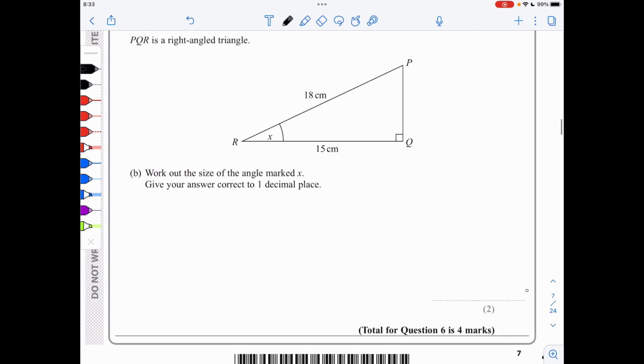In B, to work out the size of the angle X here, we notice that the 15 is the adjacent, the 18 is the hypotenuse. They are connected through cosine. So cos of X is 15 over 18. So X is shift cos of 15 over 18. And this gives an answer of 33.6 degrees.